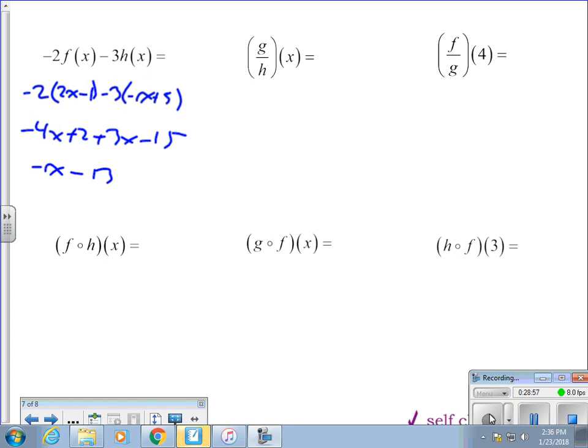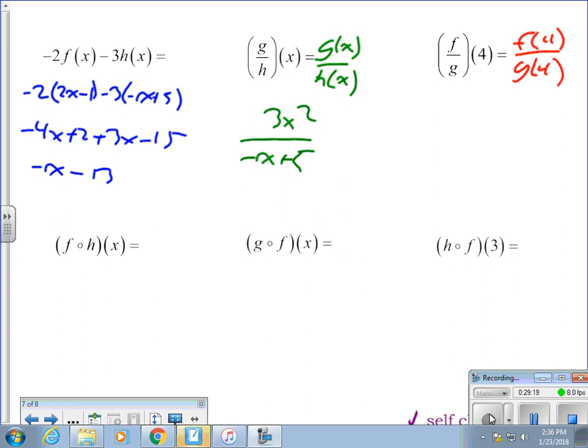g of x over h of x, so that's 3x squared over negative x plus 5, right? 3x squared, yeah. Can't do anything to that, so I'll leave it alone. f of g of 4 is f of 4 over g of 4, so that's 2 times 4 minus 1 over 3 times 4 squared. So that's 7 over 4 squared, 16. 3 times 16 is 48, I believe.